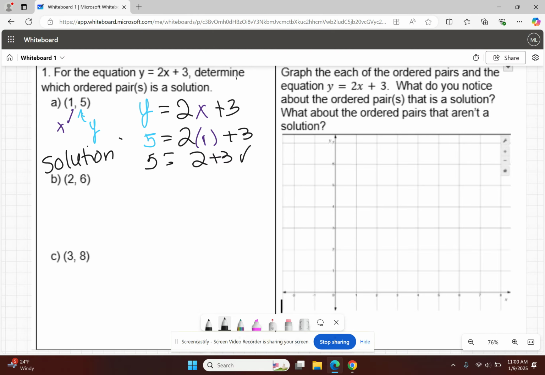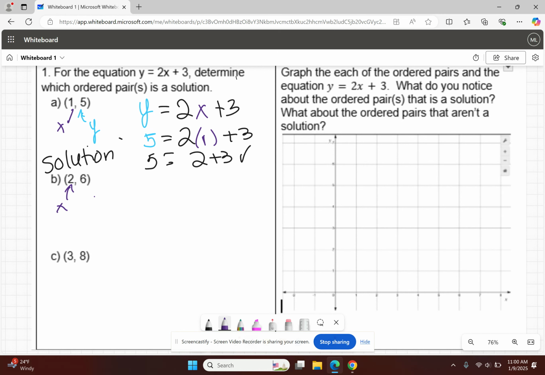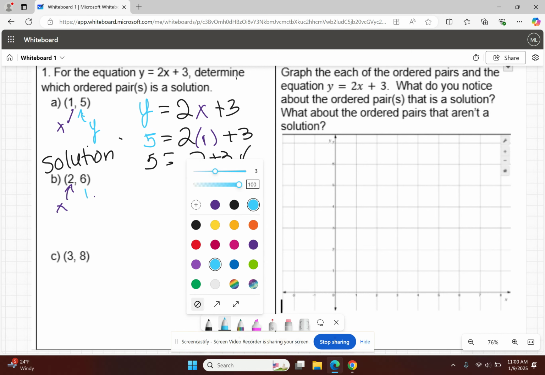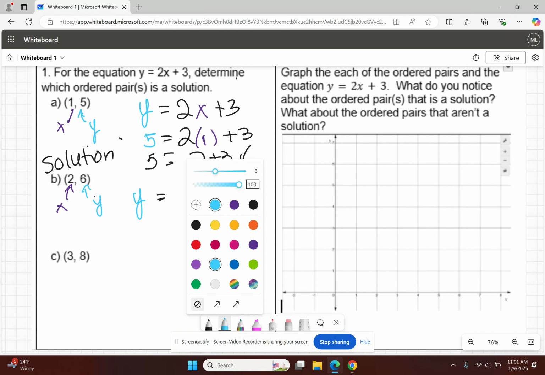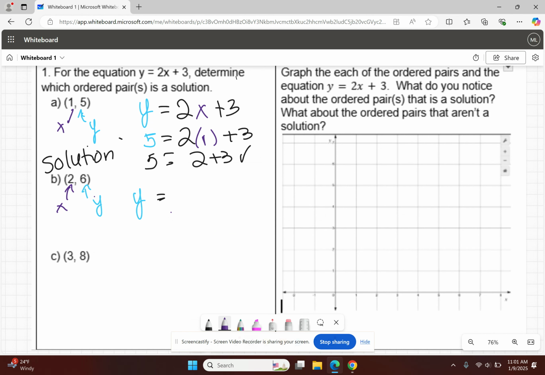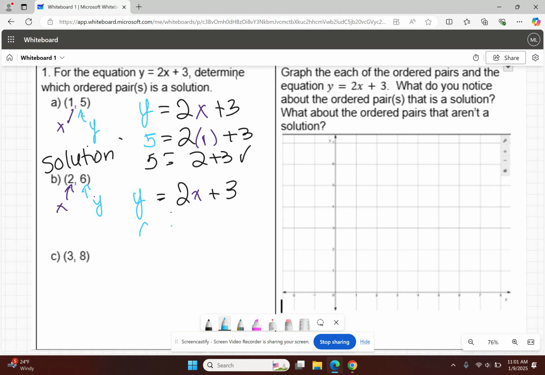Well, what happens when it isn't a solution? Let's go ahead and look at our next example. The same thing that I'm going to do: I'm going to label my x with purple and my y with blue, and input it in the original equation that I am given. So you have y equal to 2 times x plus 3. Go ahead and replace our y with 6 this time, because that's our new ordered pair, and replace our x with 2.